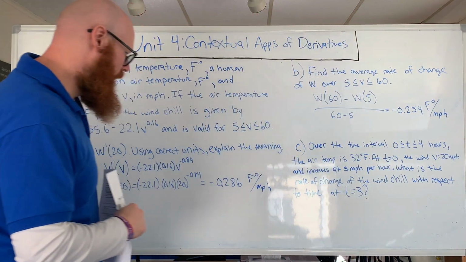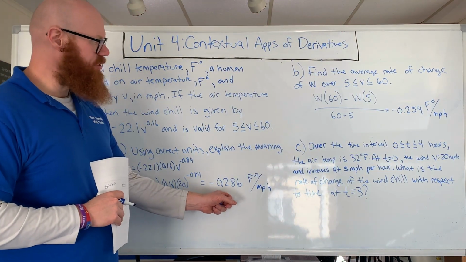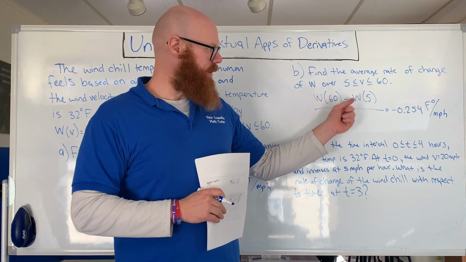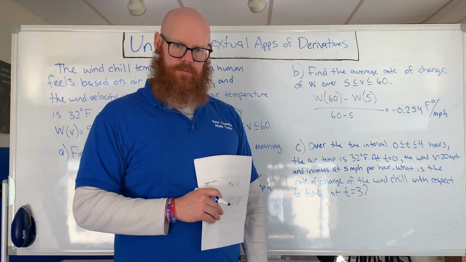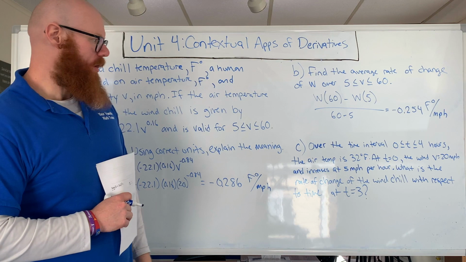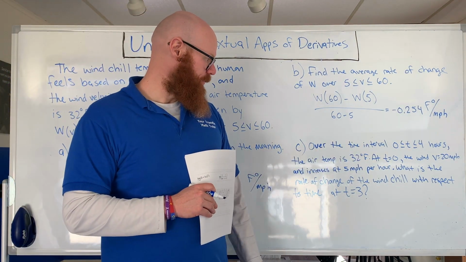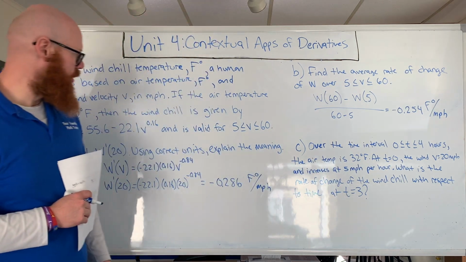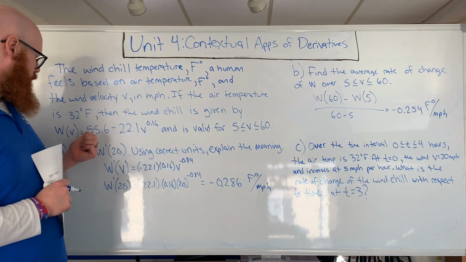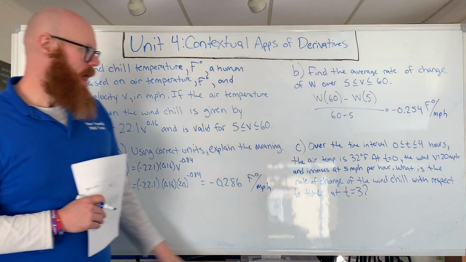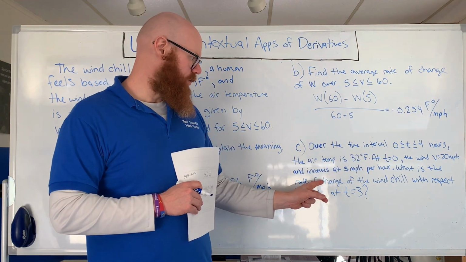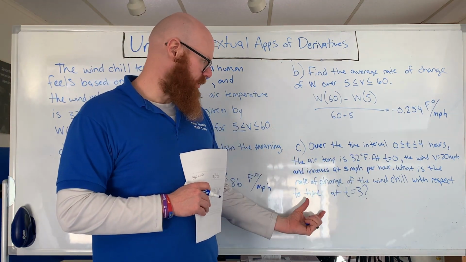All right, so here is the instantaneous rate of change. Here is the average rate of change along the whole interval. And the last part of this problem is now over this time interval from 0 to 4. They're telling us the air temperature is 32 degrees. That's useful just so that we're going to use this equation. And they say, what is the rate of change of the wind chill with respect to time?